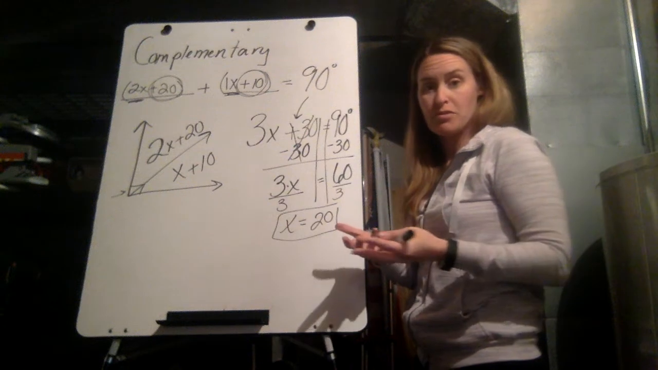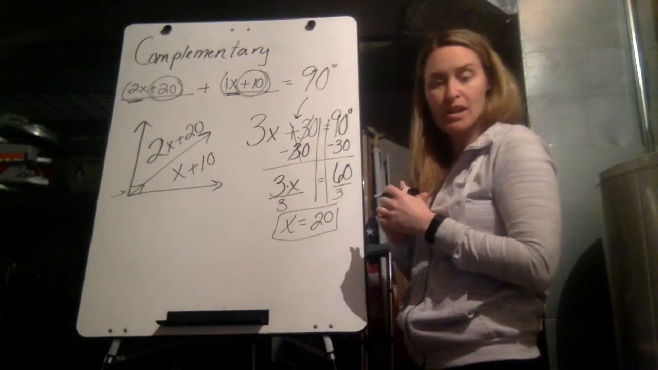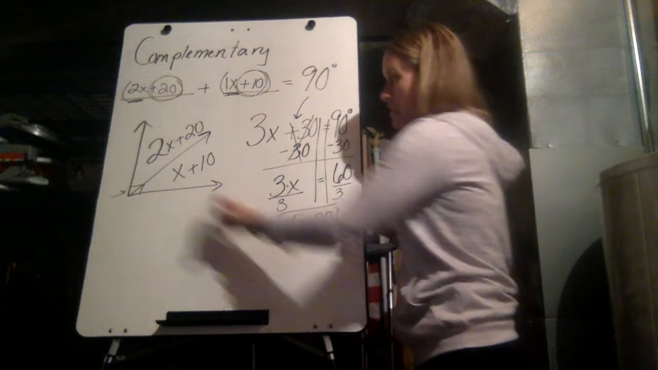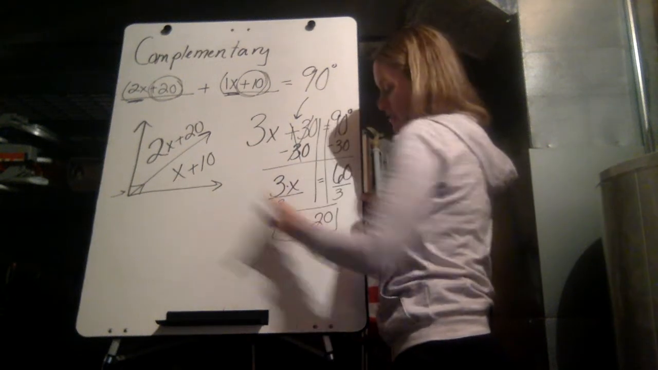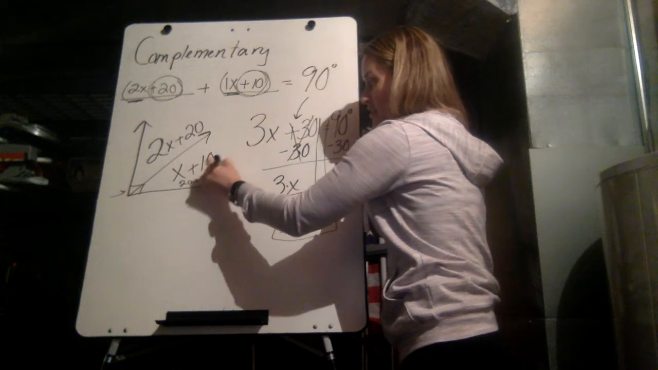All right, now there wasn't any problem on top, but let's say they asked you to find the angle measures. So you would take what you think x is and you would substitute that into each of your expressions, right? So here it's whatever x is plus 10. So we know x is 20. So 20 plus 10 is 30 degrees, right?